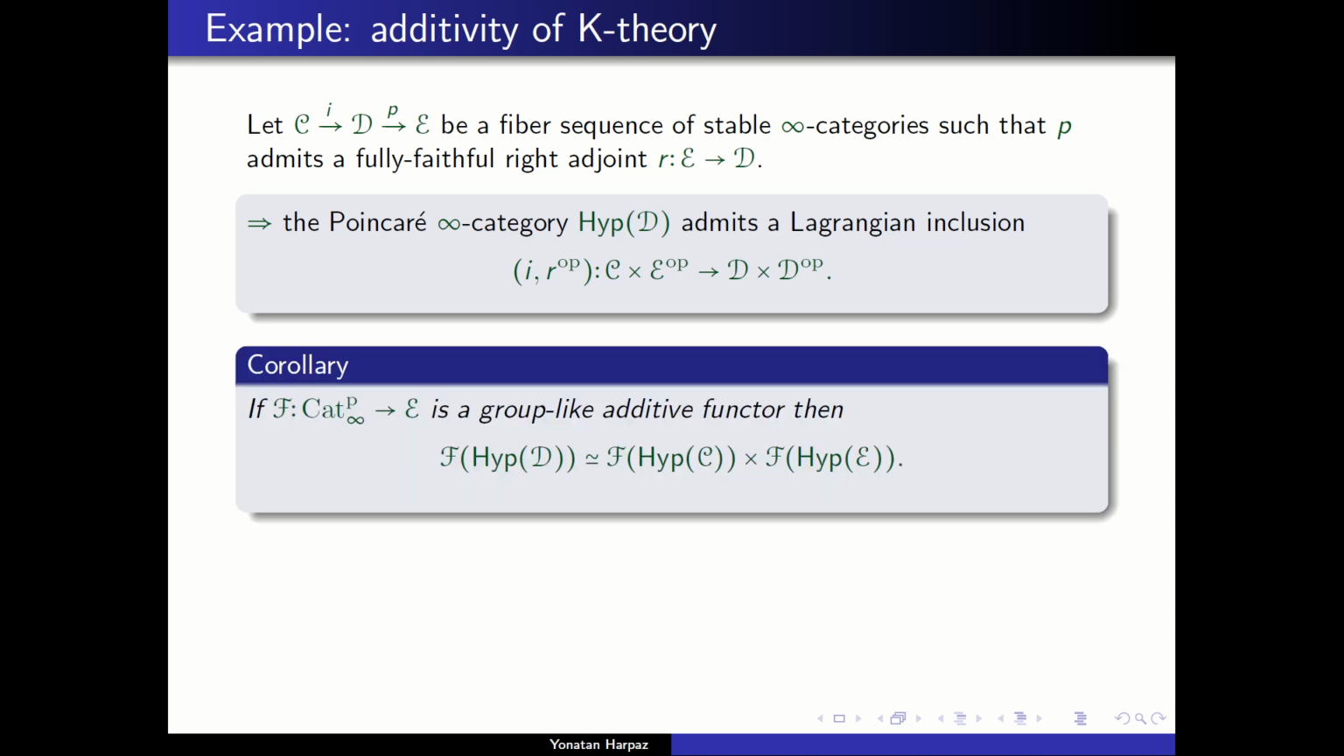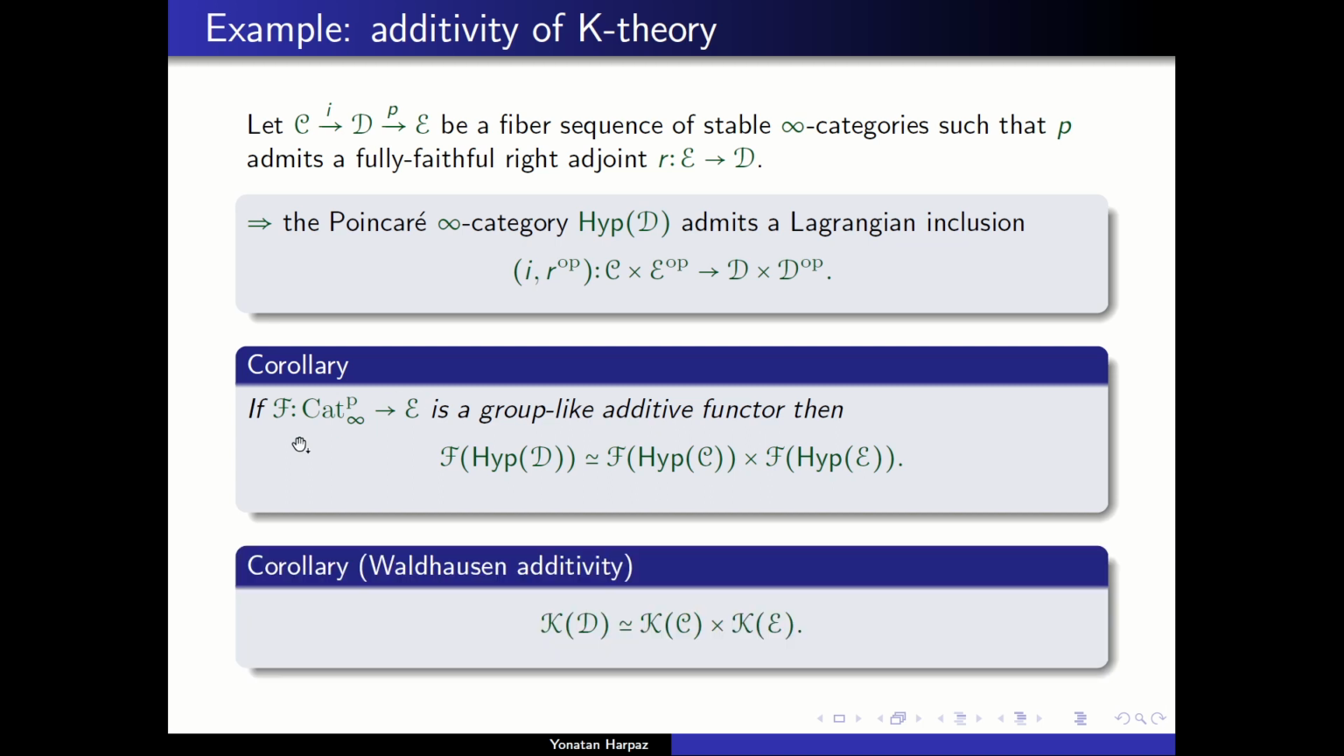And from the isotropic decomposition theorem, one then deduces that if f from cat P to E is a group-like additive functor, then the value of f on hyp D canonically decomposes as the value of f on hyp C and the value of f on hyp E. And if we now apply this in the example where f is the GW space, we deduce that the K-theory space of D canonically decomposes as K of C times K of E. And this statement is known as Waldhausen's additivity theorem. So the additivity theorem that we have for GW implies also classical additivity for K-theory.